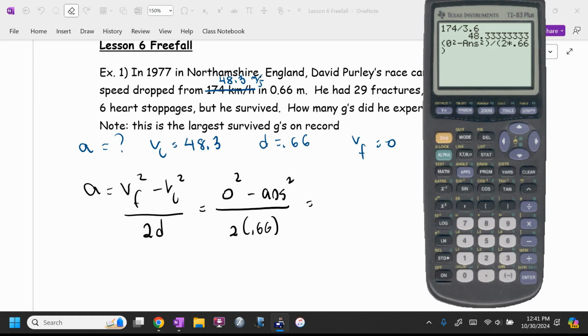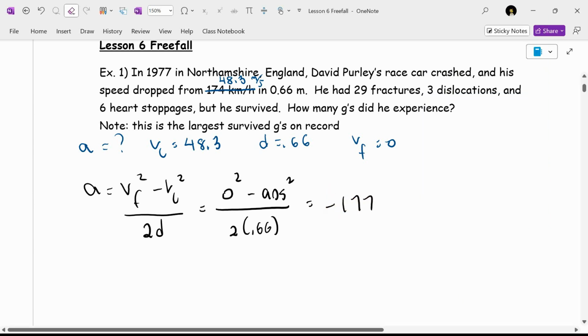I got negative. You're going to get a negative. Why negative? He's very much slowing down. I got negative 1,770. That's not G's. That's the acceleration. What are the units for acceleration? So I'm going to write negative 1,770 meters per second squared.